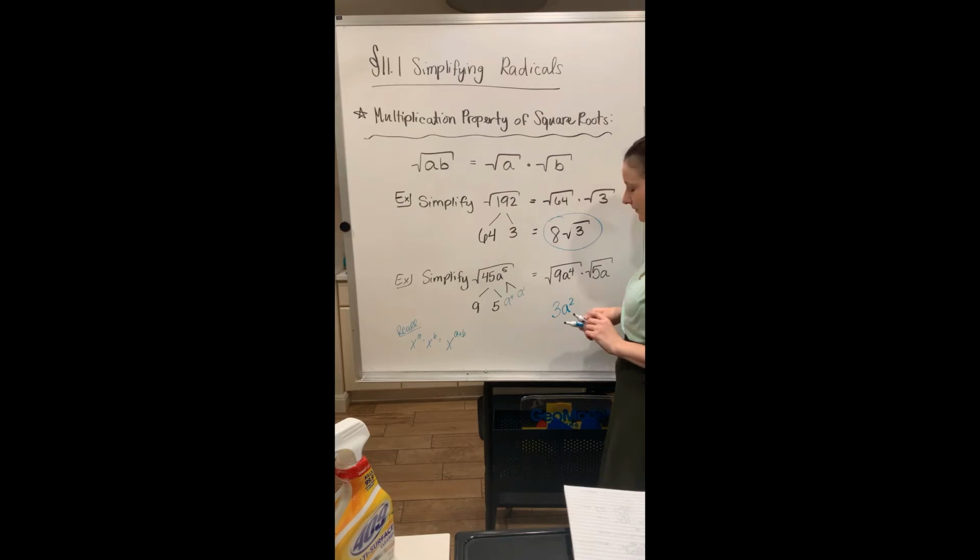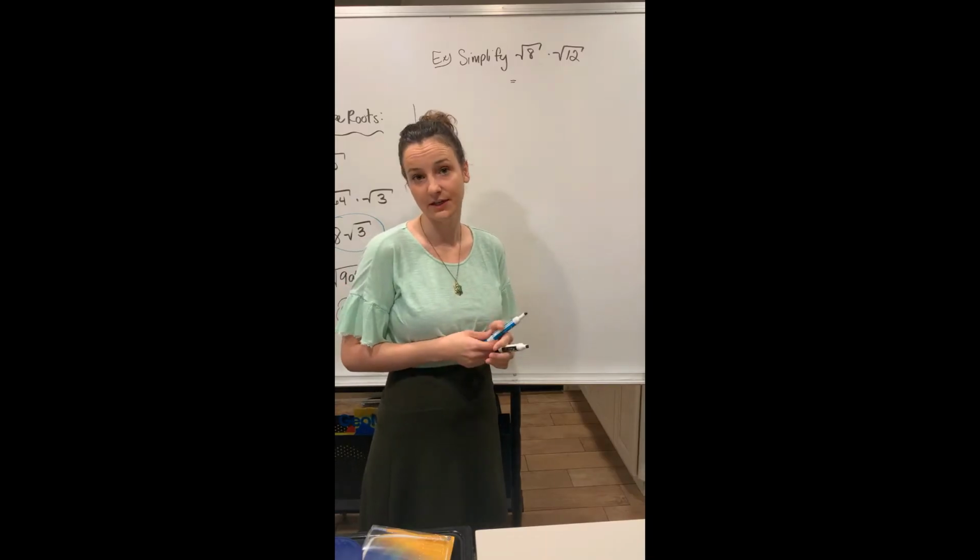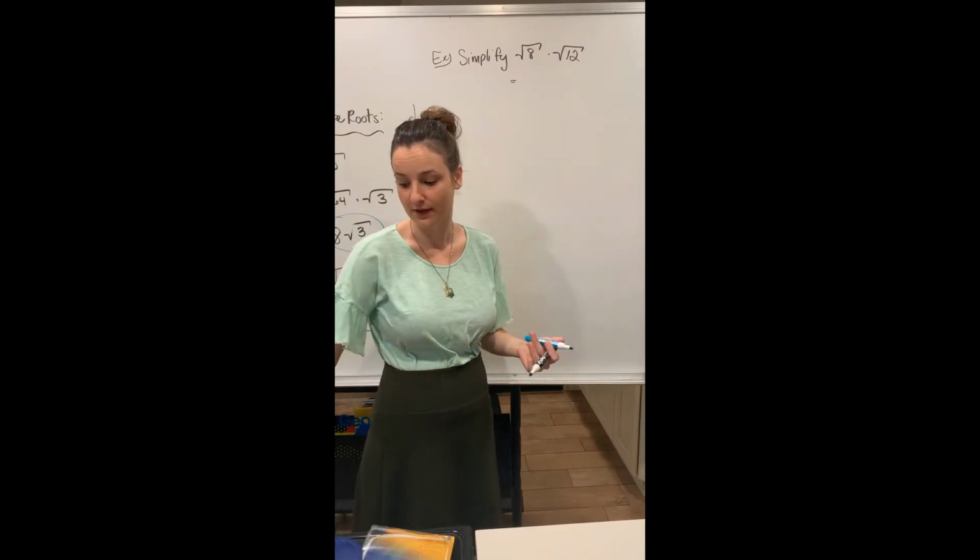Now I can multiply that with what I have left over. Whatever I have left over that is not a perfect square must stay under the radical sign, the square root of 5a. And so the square root of 45a to the 5th power simplified is going to be 3a squared times the square root of 5a. We can simplify using the multiplication property of square roots going the other way as well.